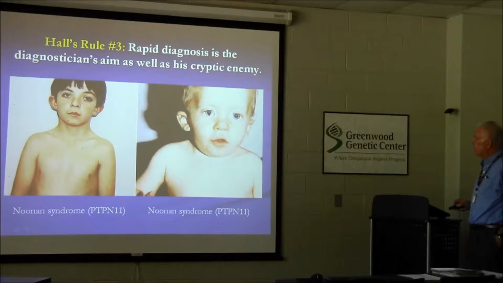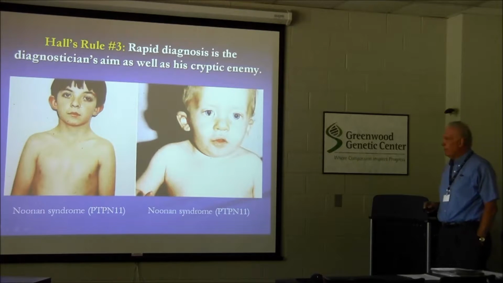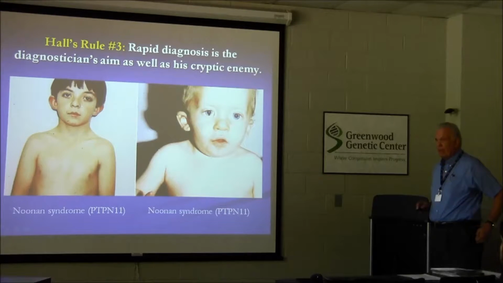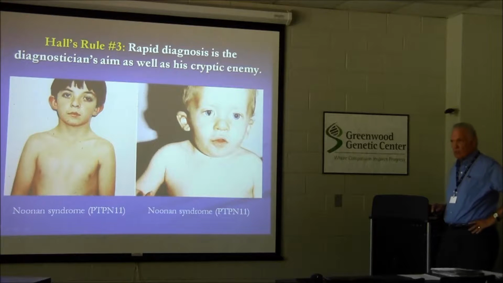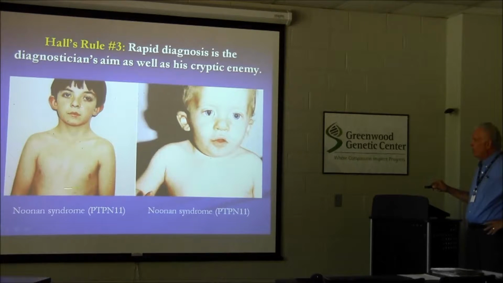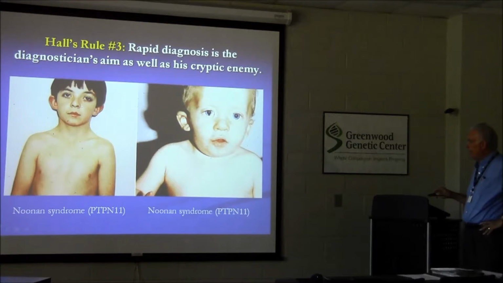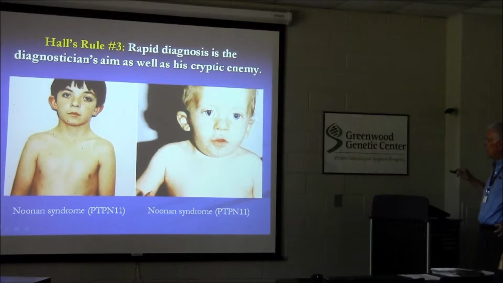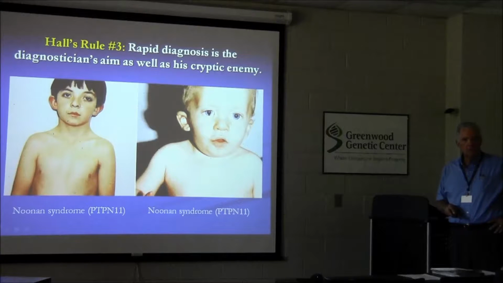Rapid diagnosis is a diagnostician's aim as well as his cryptic enemy. Again, this gets back to Gestalt, but we all want to make a diagnosis and give accurate counseling and intervention when it's available. But here are two patients that do in fact have Noonan syndrome, but they originally were not thought to have it. This boy had no cardiac problems, was not short, his ears were not low set or thick, his eyes were not widely spaced, but he ended up having Noonan syndrome later by molecular testing. This boy looked like Noonan's, but he had a coloboma of his right iris, and at that point there had been no reports of coloboma in the literature with Noonan syndrome.